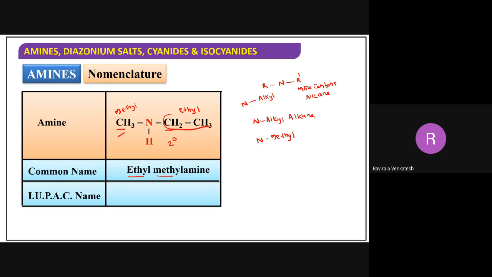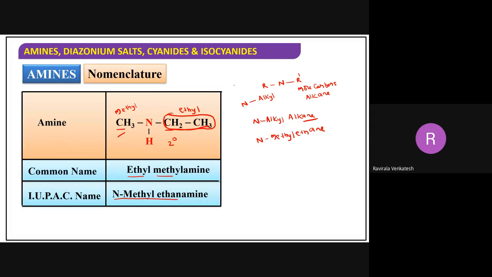This one is already completed. So you have to see the root word for this one. How many carbons are there? 2 carbons. Therefore, eth. And remaining is common. N-methyl ethane it is called. N-methyl ethane, isn't it? N-methyl ethane. After that, what happened?